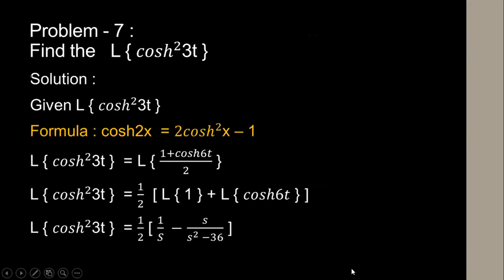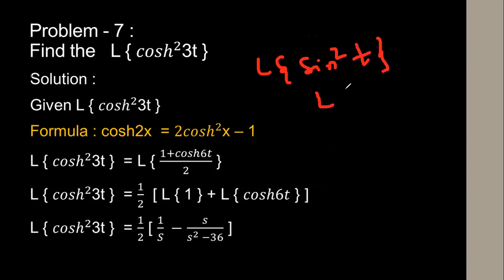Right. So next, the most important problem here. We did this problem for the trigonometric function, the Laplace transform of sin squared t or the Laplace transform of cos squared t, whatever it may be. In general you can consider sin square at and cos square at. We did this trigonometric function, but here it is represented in terms of a hyperbolic function: cos h square 3t. What is cos hx?